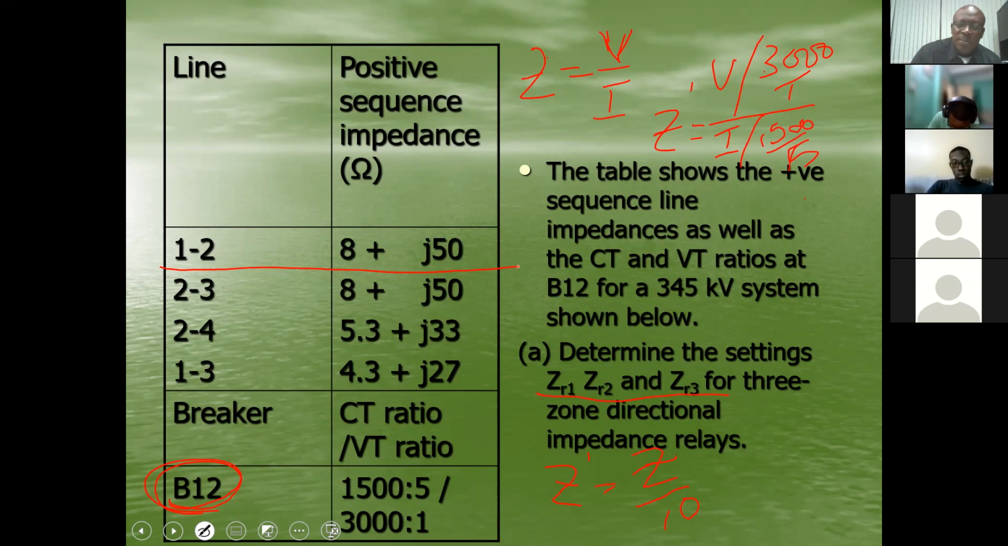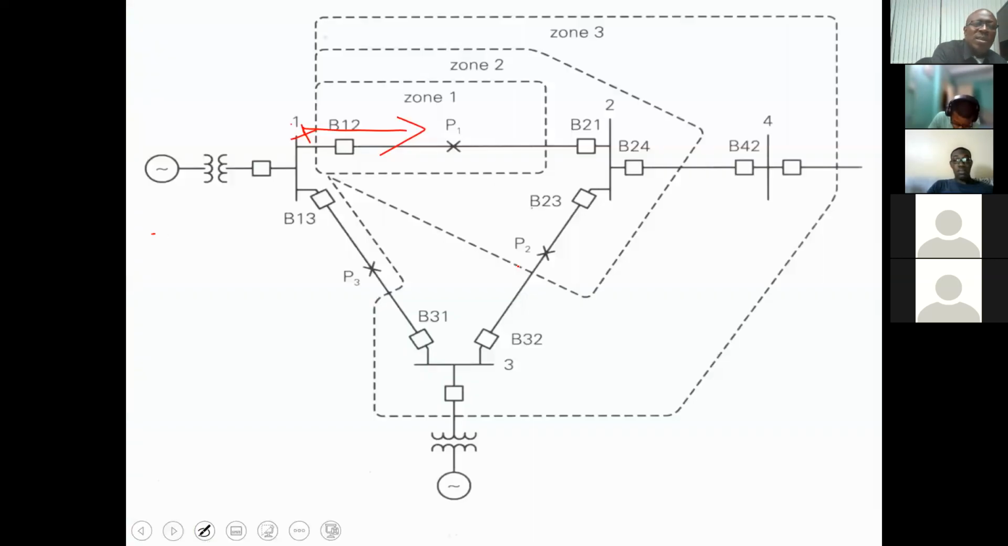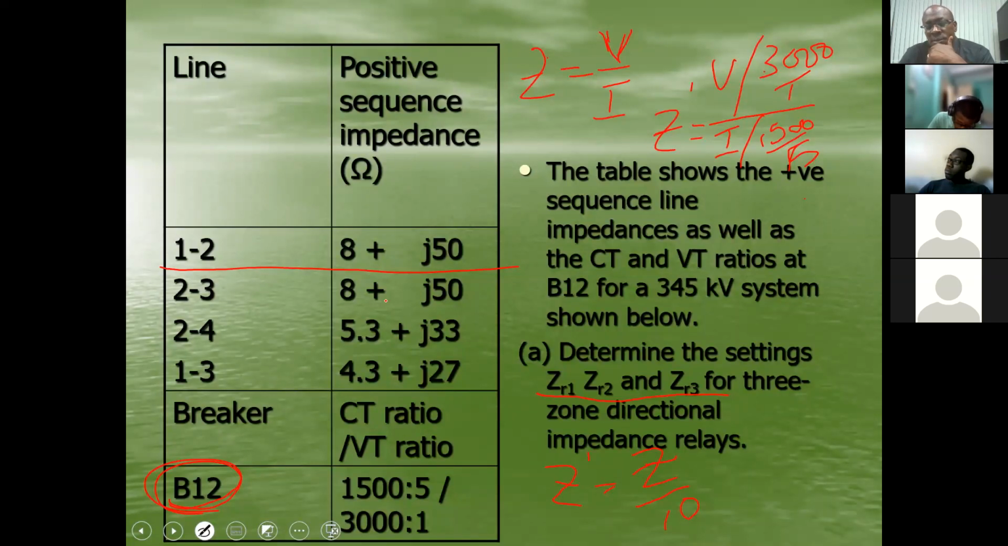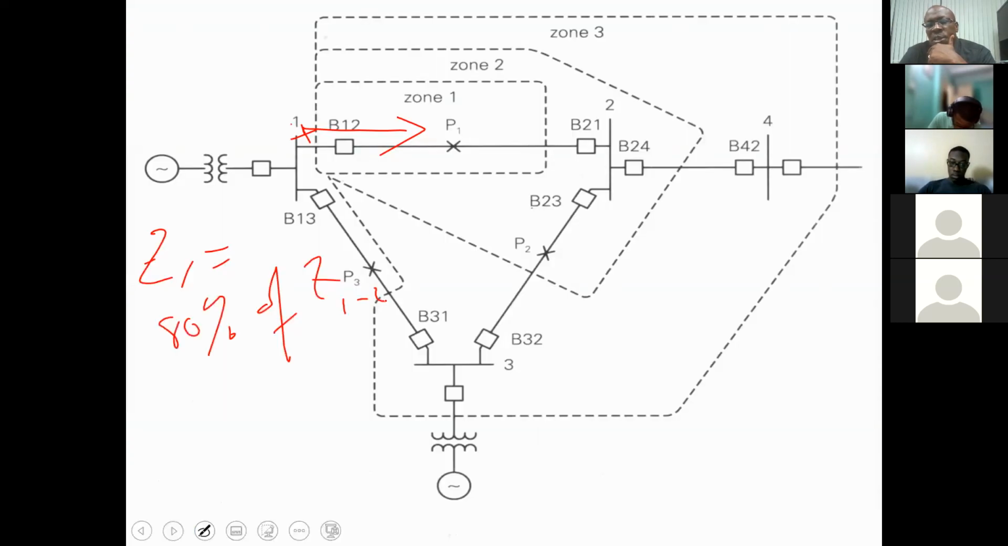So for the zone 1 setting, I'm just going to go to the other page. As I said, I didn't have any, because normally I would have given this as an assignment. So the zone 1 setting is going to be 80% of Z12. All right? And Z12 is 8 plus J50. So 80% of that would be 6.4 plus J40.